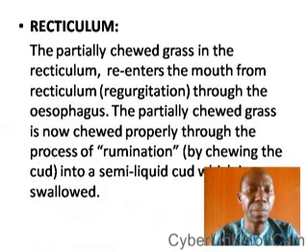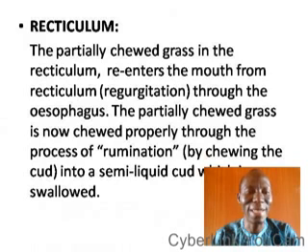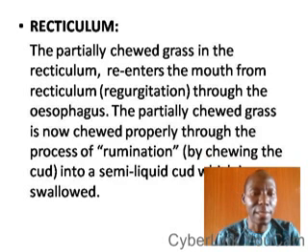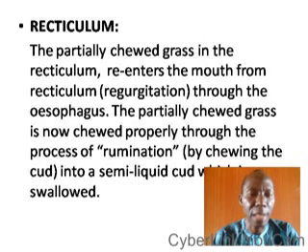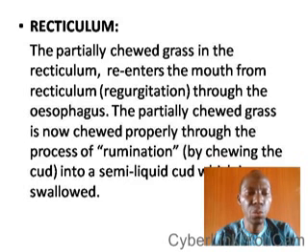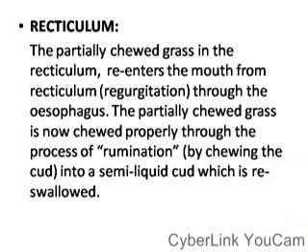Now from the reticulum, the partially chewed grass re-enters the mouth. That is regurgitation. It regurgitates, then through the esophagus goes to the mouth. The partially chewed grass is now chewed properly through the process of rumination, that is by chewing the cud into a semi-liquid cud which is re-swallowed.